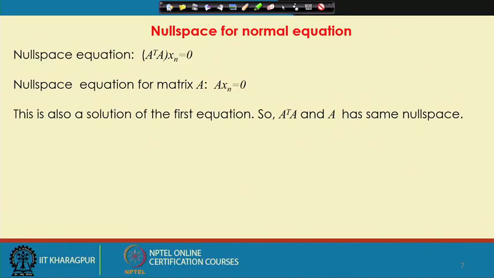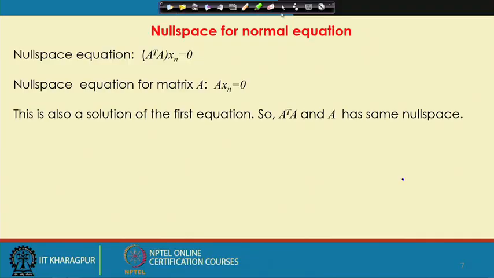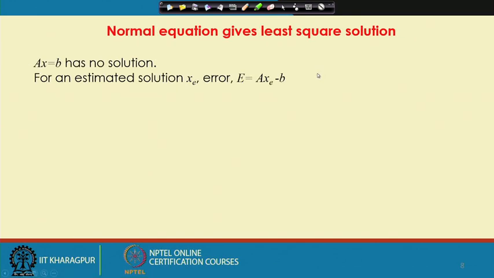Now, what I was telling earlier is that we have to check that the best estimate is actually a best estimate, that means the error obtained while finding the best estimate is minimum, and we can check that the normal equation gives the least square solution. Instead of the normal equation, if we do a least square method, find the least square of error and try to find the solution which gives the least square error, it will be the same one.